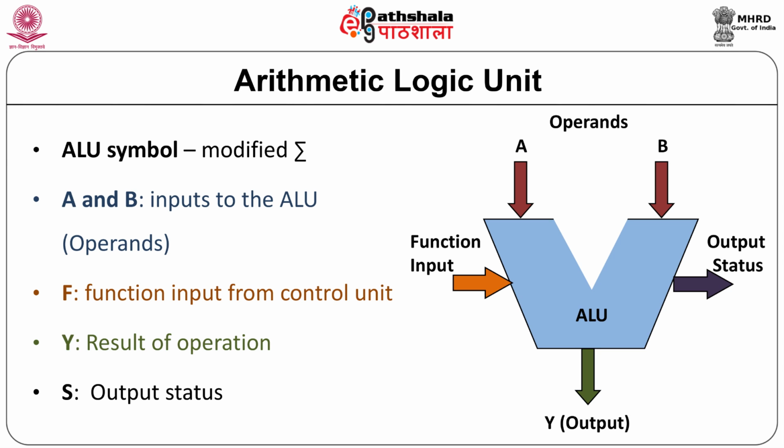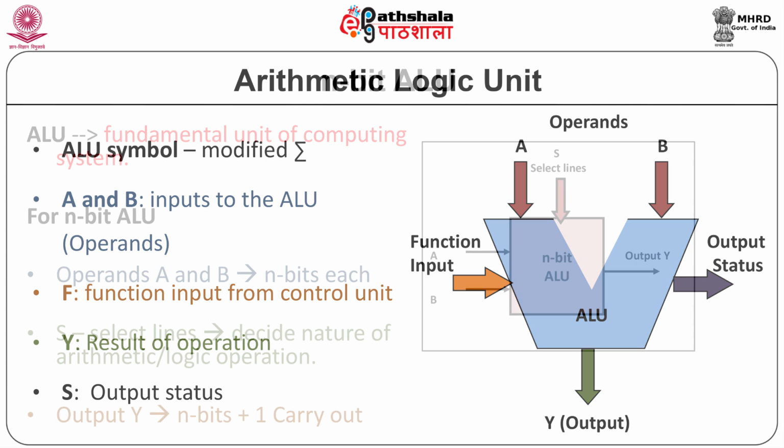Operands A and B are the two inputs of an ALU. F is another type of input indicating the arithmetic or logic function to be performed on the operands. Y indicates the result of the operation and S indicates the status of the ALU result after the operation, like overflow, negative, carry output, etc.